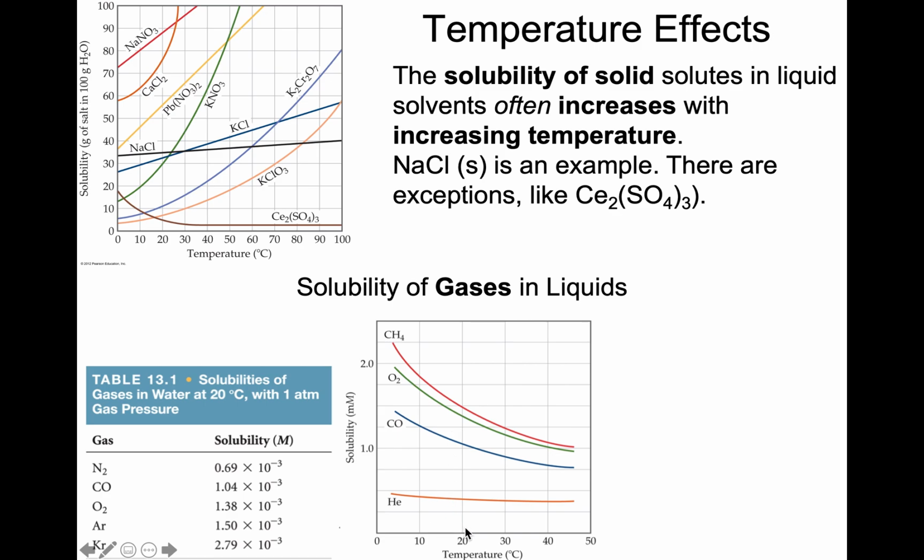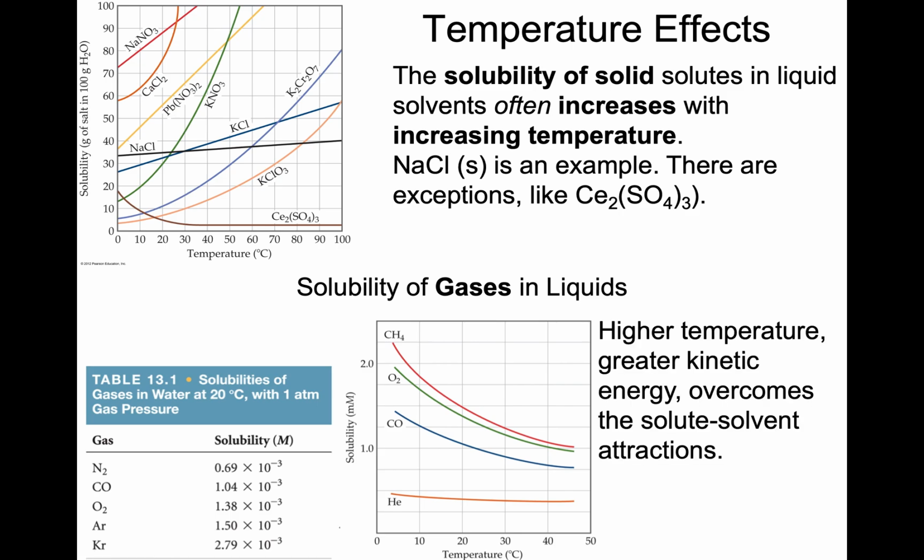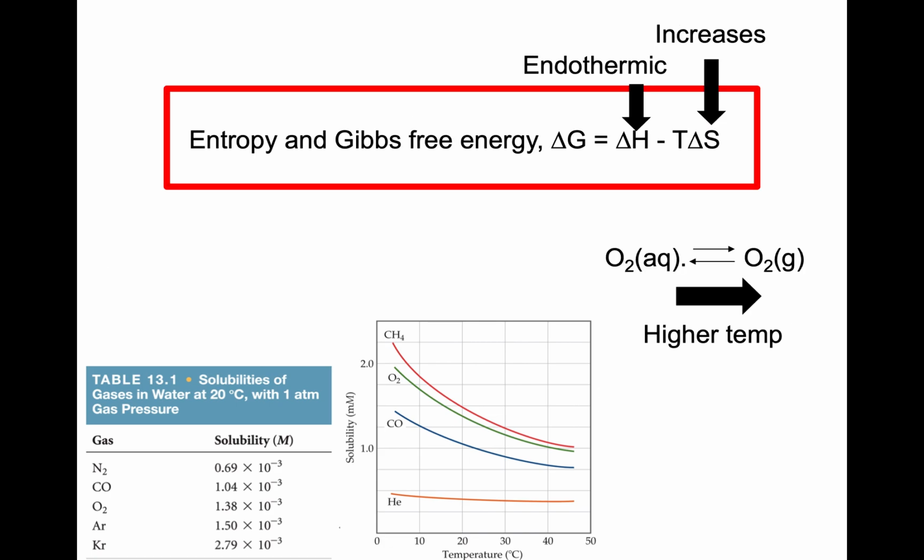When I'm looking at gases, I don't see exceptions. I see as the temperature goes up, the solubility goes down. I can think about that as the higher temperatures leading to greater kinetic energy, overcoming the solute-solvent interactions. But if I connect it back again with my Gibbs free energy, at the higher temperature, instead of being dissolved, more of it is as the gas. This process of higher temperature favoring the gas tells me that in this equilibrium, there's an increase in entropy when it goes to be gas rather than dissolved, and that would be an endothermic process.